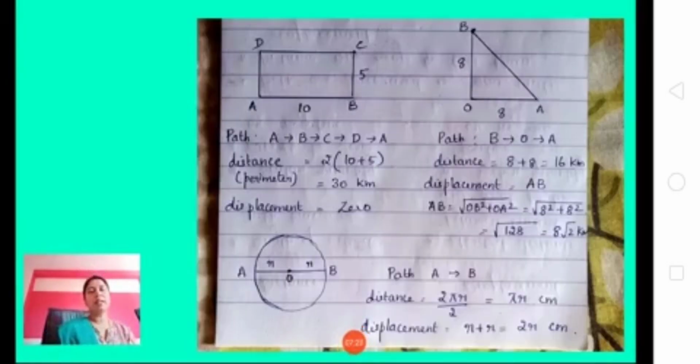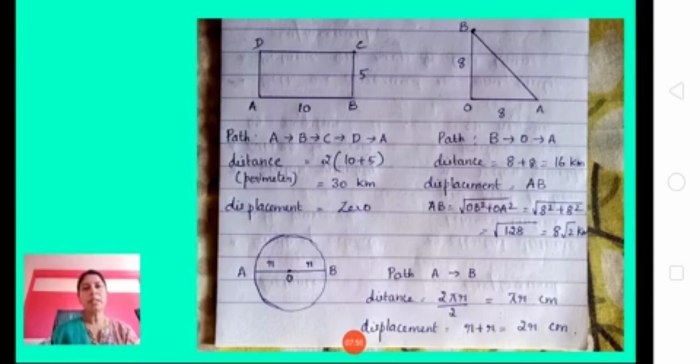Let's take another example. See the rectangle ABCD. So the object starts from A, which is the point of origin. It moves to B, from B to C, from C to D, and from D back to A. So if you see the distance, it is actually the perimeter of the rectangle, and you can find the distance by using the formula 2 into L plus B. So the value will be 30 kilometers.